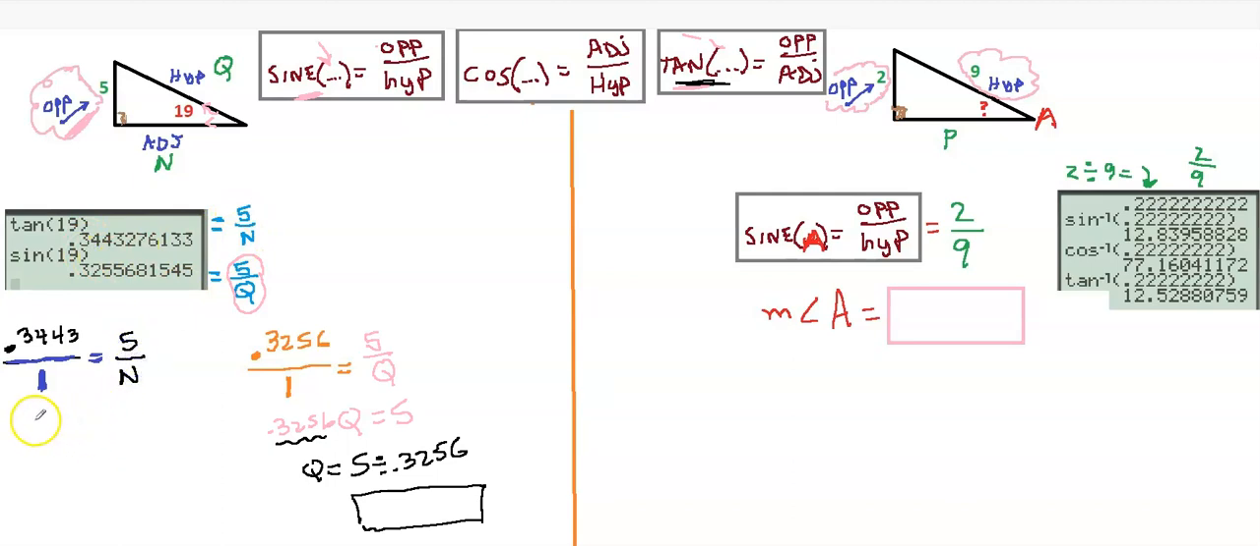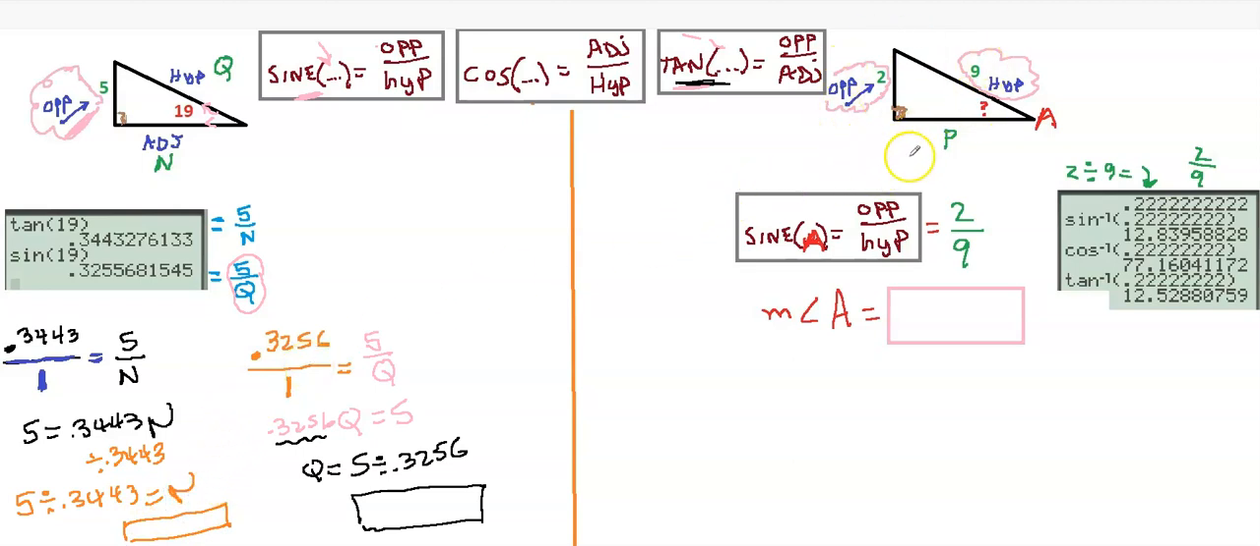Again, we're cross multiplying. So we get 5 times 1 equals 0.3443 times n. So we're going to divide both sides by 0.3443. So 5 divided by the decimal would equal n. Again, we will get an expression in a decimal form, and we can decide how many digits.